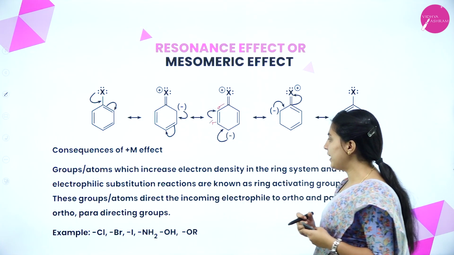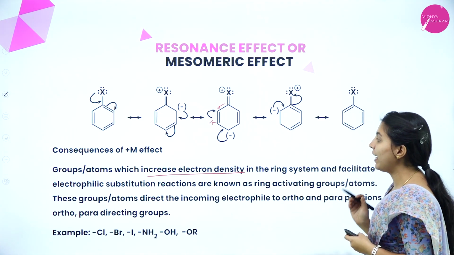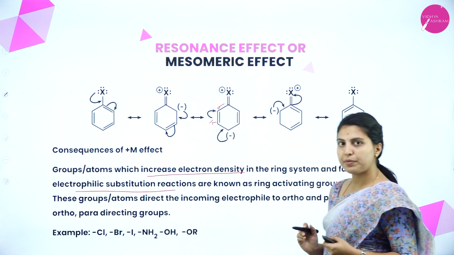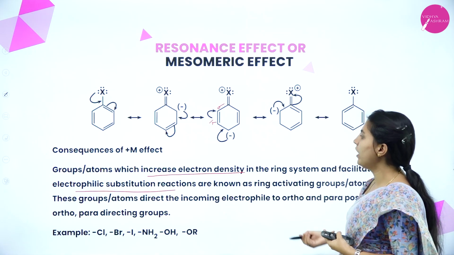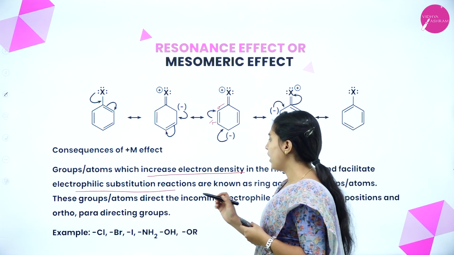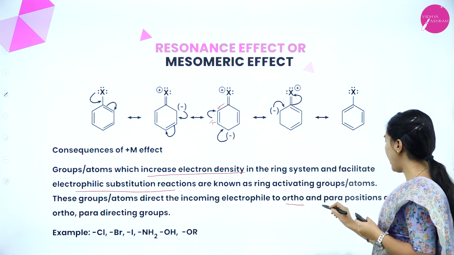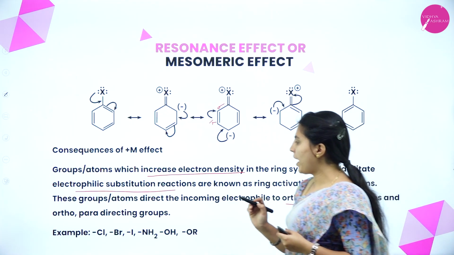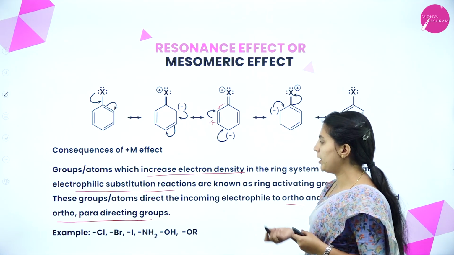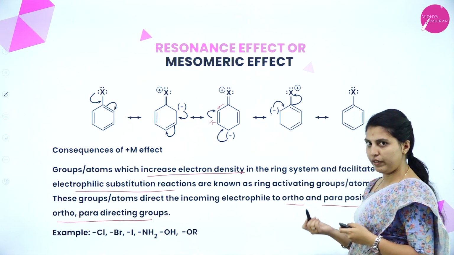Groups or atoms which increase electron density in the ring system and facilitate the electrophilic substitution reaction, okay, are known as ring activating groups. These groups direct the incoming electrophile to ortho and para position. So, ortho-para directing groups will be called. Examples are chloro, bromo, iodo, amino, hydroxy, and alkoxy.